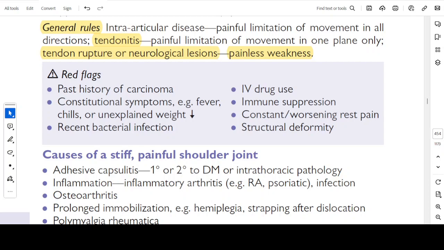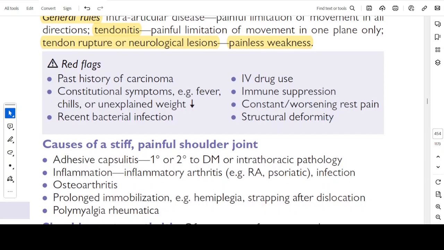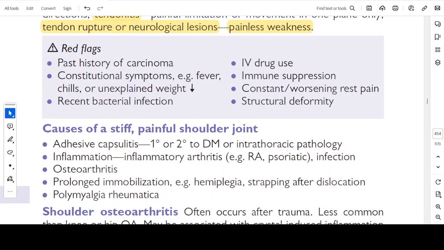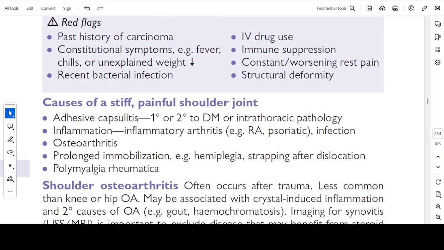Red flag signs of shoulder: past history of carcinoma, constitutional symptoms, for example fever, chills or unexplained weight loss, recent bacterial infection, IV drug use, immune suppression, constant or worsening pain, and structural deformity.